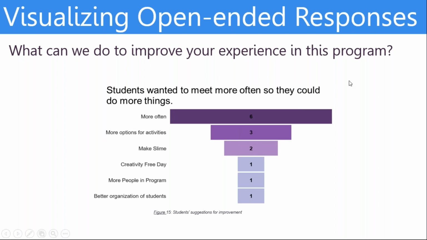So this was an open-ended question on the survey. What can we do to improve your experience in this program? And we found out that 6 of the kids surveyed wanted to do it more often, and they wanted more activities. 2 wanted to make slime. We have absolutely no idea what that means, but you know, it was data.